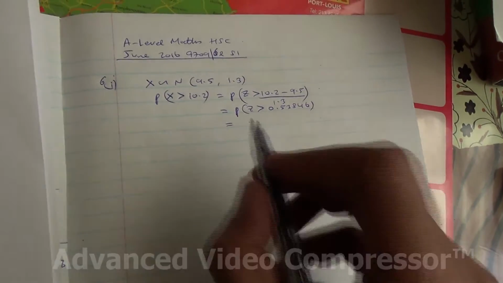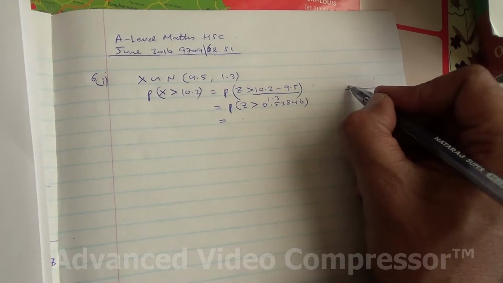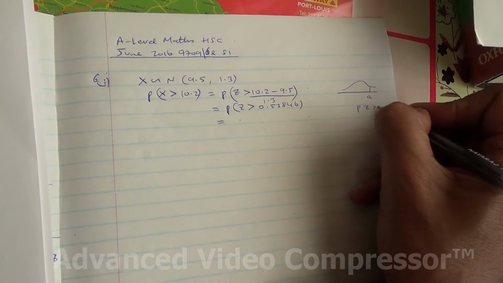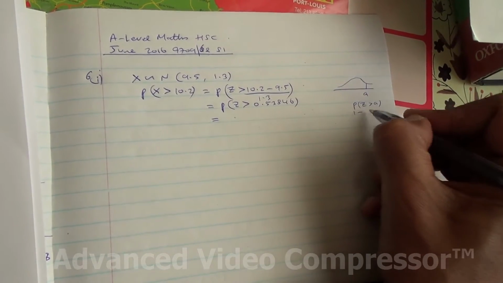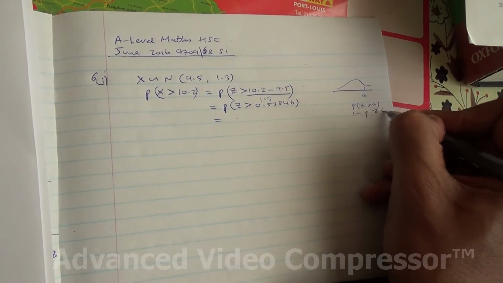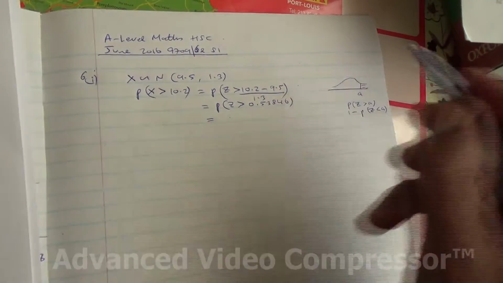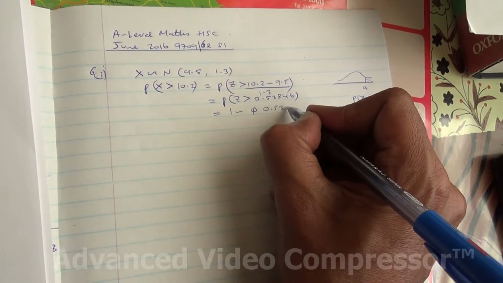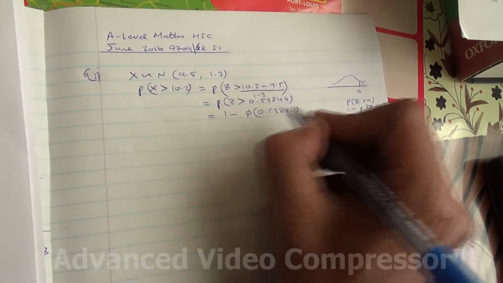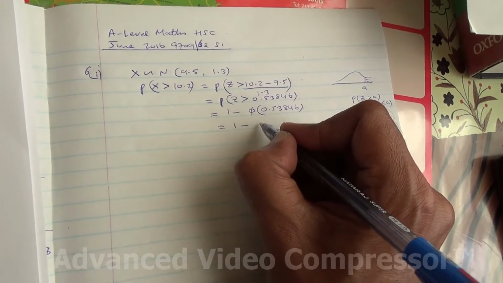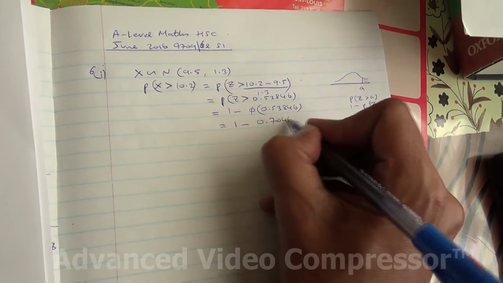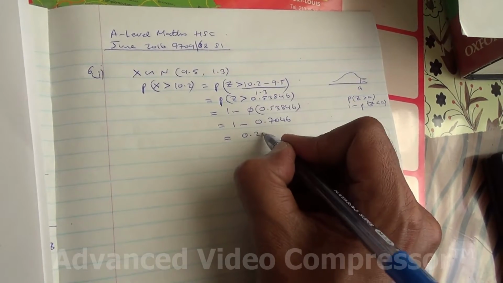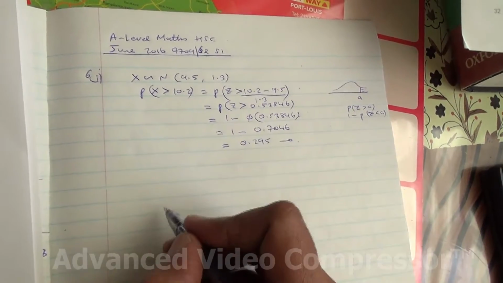Now what we should realize is that it is "greater than". If you have your bell curve, P(z > a) is 1 minus P(z < a). So 1 minus Φ(0.53846), which is 1 minus 0.7046 if you check that from your table, and the answer should then be 0.295. Here we are for the first part of the question.